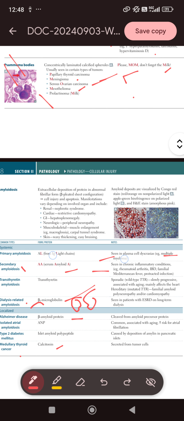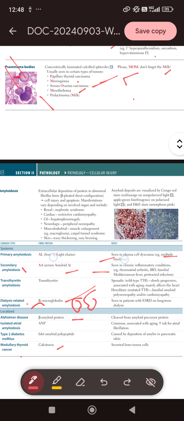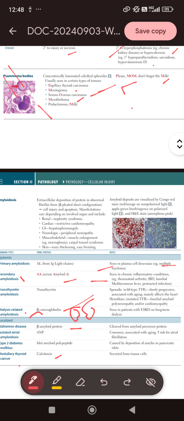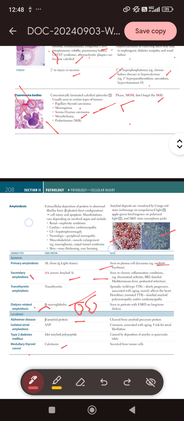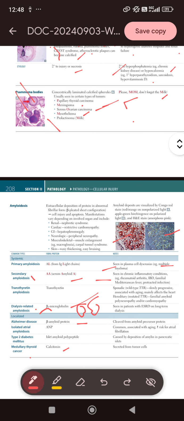Also, Congo red stain, apple green birefringence. See the image. Amyloidosis, Congo red stain. This is Congo red in color, image A, and apple green birefringence, image 2.